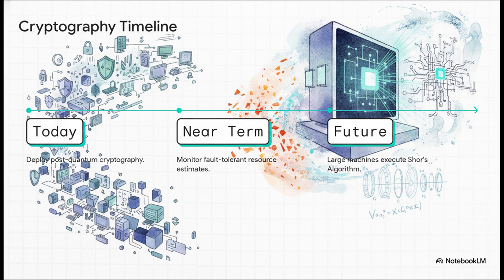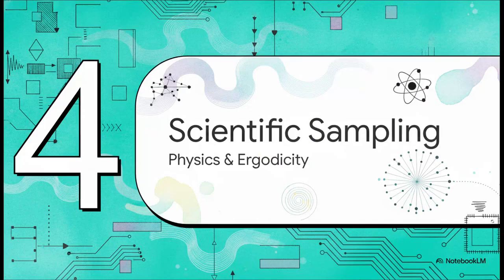It's absolutely vital to distinguish between the highly practical, real-world security work of deploying quantum-resistant classical standards today versus the future reality of actually programming and executing quantum attacks. Up next is Section 4, Scientific Sampling and Physics. We're probing the edges of quantum ergodicity here.